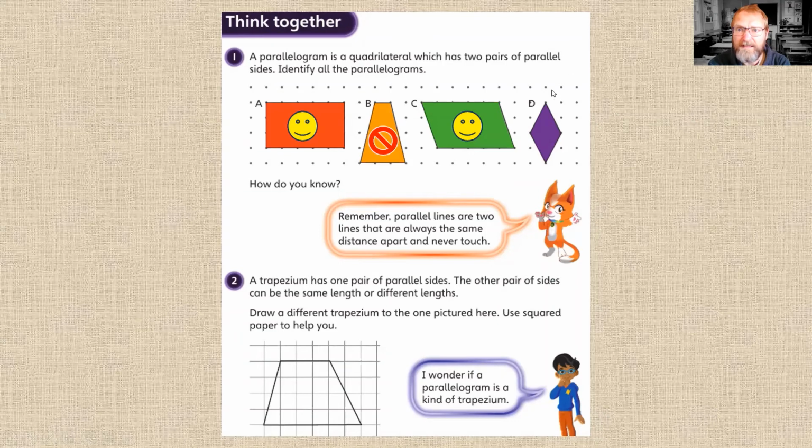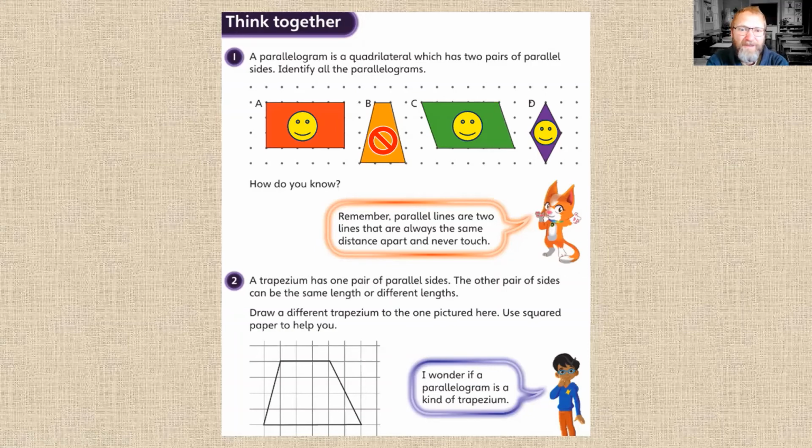And shape D. Let's have a look at this side and its opposite side. Yes, they're parallel. And this side and this side, yes, they're parallel. They would never cross each other. So 3 of those shapes are parallelograms. And how do you know? Because parallel lines are 2 lines that are always the same distance apart and never touch.